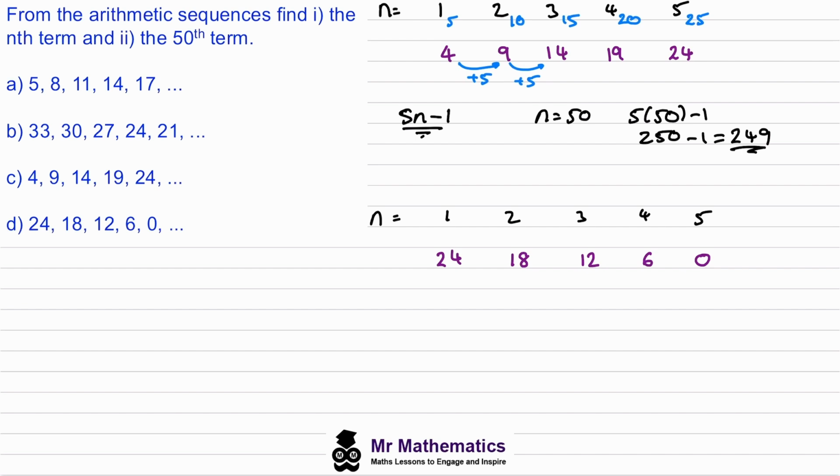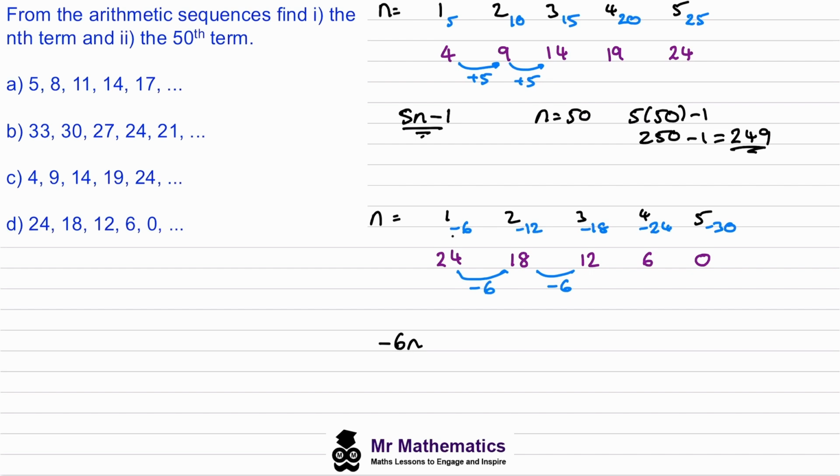Okay, so for question D, we'll work out the common difference as 18 take away 24, which is negative 6. So we're looking at the negative 6 times tables. 2 times negative 6 is negative 12. 3 times negative 6, negative 18. Negative 24, negative 30. When you multiply the n by negative 6, we get negative 6n.